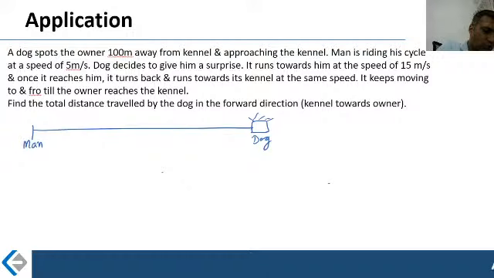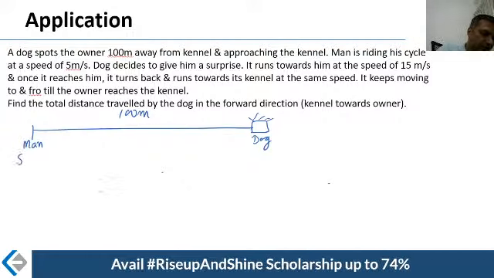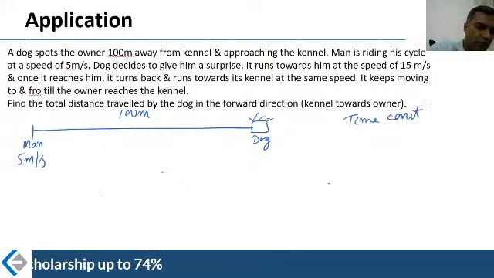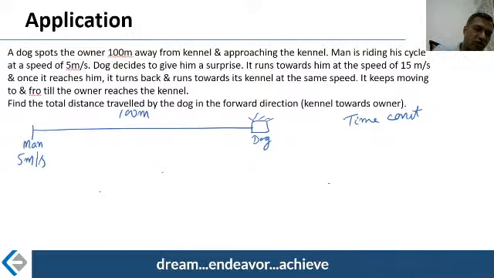The total distance is 100 meters. What is the speed of the man? 5 meters per second. First, what is constant here? Time is constant. Basically, I'm doing a couple of applications on time constant, friends. No big deal. What do you mean by time constant? The time for which the man takes to travel this 100 meters is the same as the time for which the dog is going to be active at the speed of 15 meters per second.